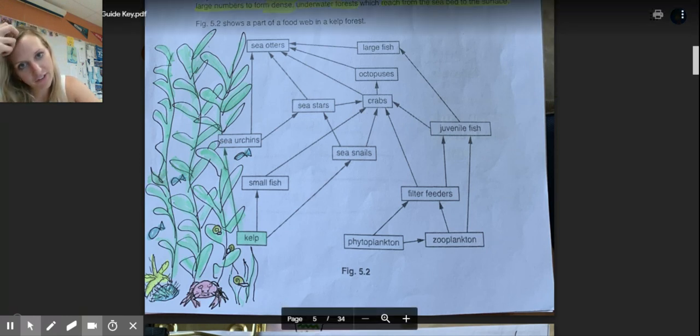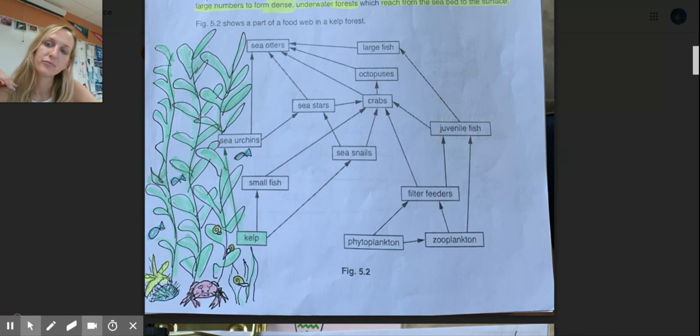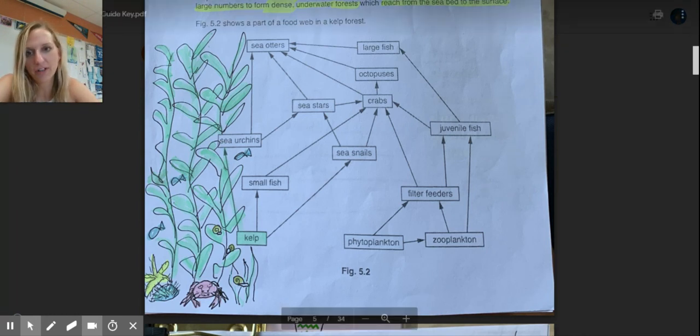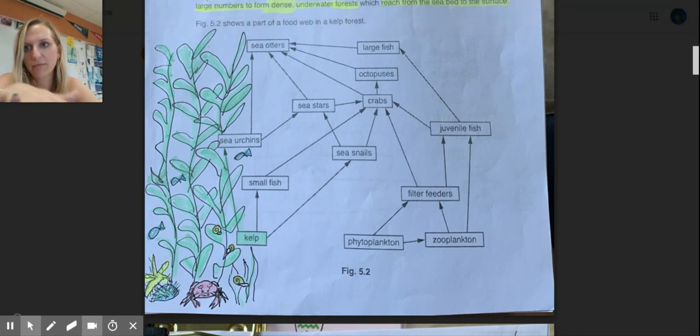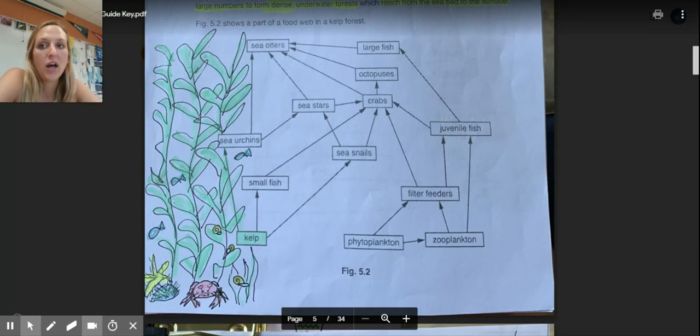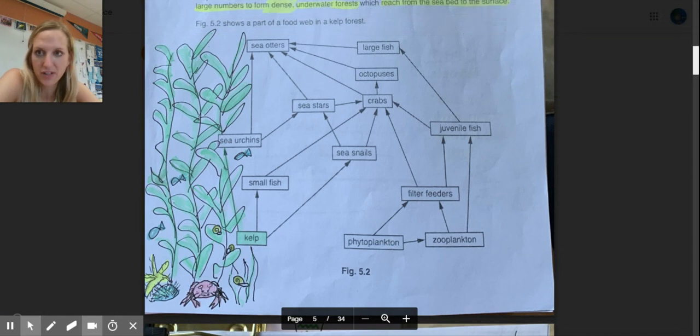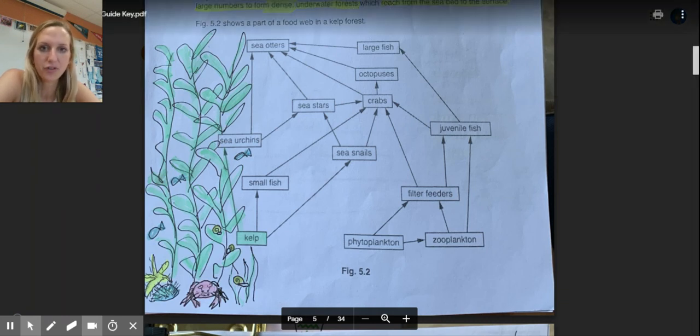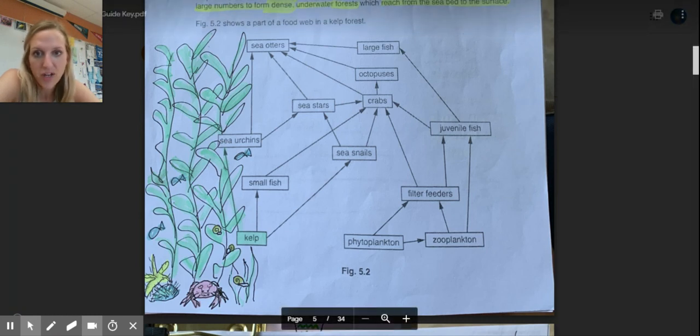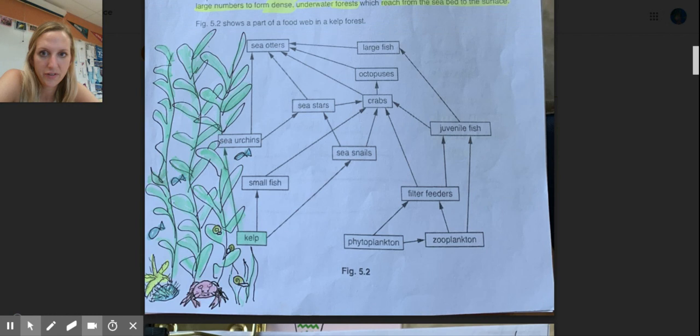Where the crabs come in is the crabs feed on small fish. And so if the kelp is gone, the small fish will lose a food source and their population will fall. Crabs live on the bottom of the ocean or the bottom of the seafloor. So imagine the kelp is also going to be like a good protector for it. The crabs also eat snails that feed off of the kelp. And the crabs eat the sea stars that eat the sea urchins that eat the kelp.